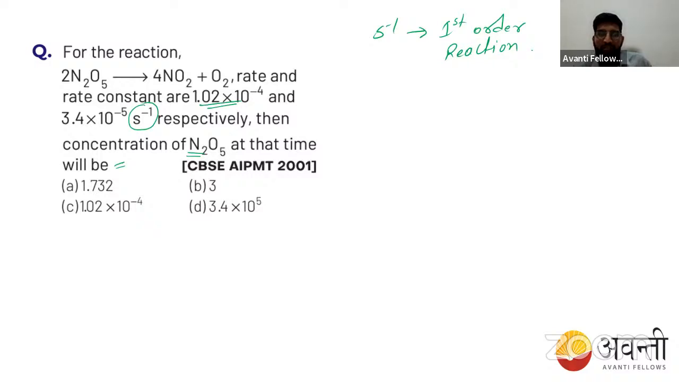Solve the question very easily. You have been given the rate of the reaction and the rate constant. You can calculate the concentration of N2O5. And for your information, this is a first order reaction. Please don't forget that. This is a first order reaction. Don't forget the things.